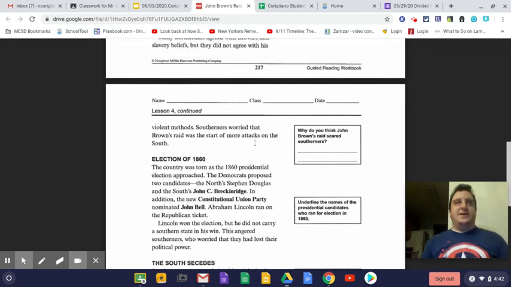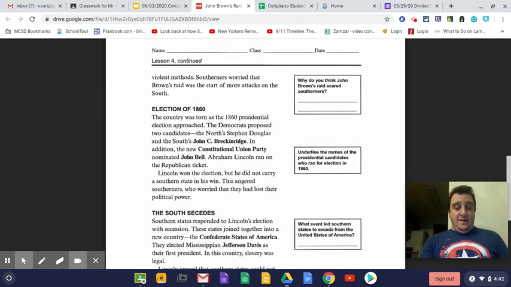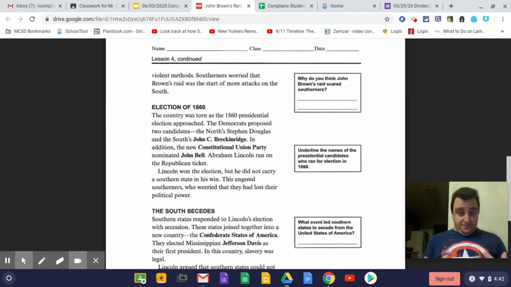They're afraid that whether it's abolitionists or slaves, they're going to attack the South to overthrow the system of slavery. So that's what scares them. So you have John Brown's raid in 1859, and then following that is an election year.